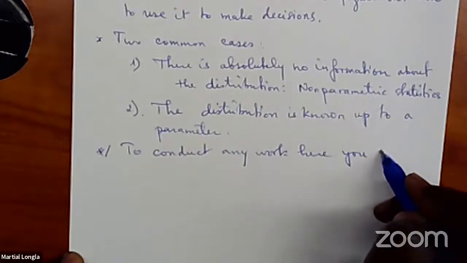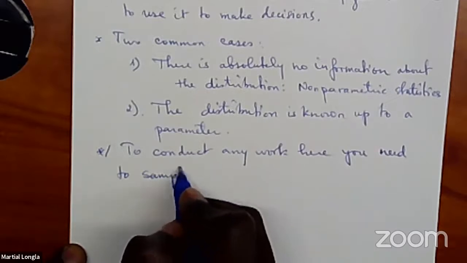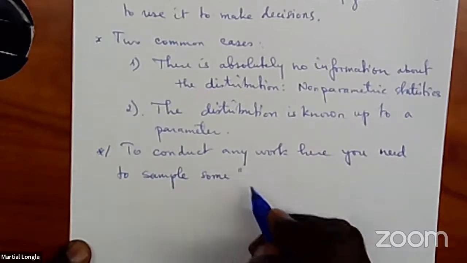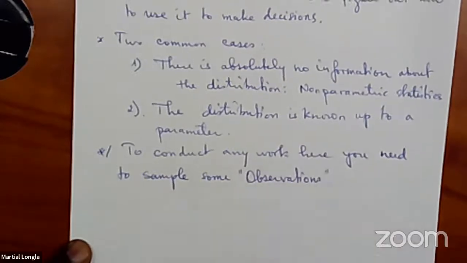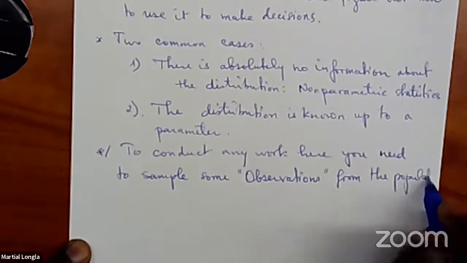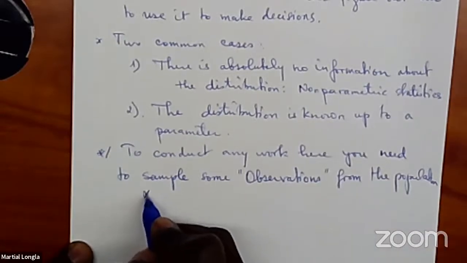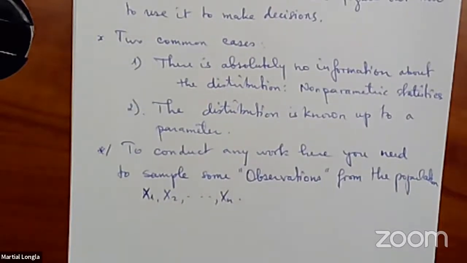So to do any work here, you need to sample some observations, which is usually the word for this, from the population. Usually that's what you will see as X1, X2, Xn. You say you sample some observations from the population. Why? Because you cannot use the entire population, it is too large. So you need to get some observations.